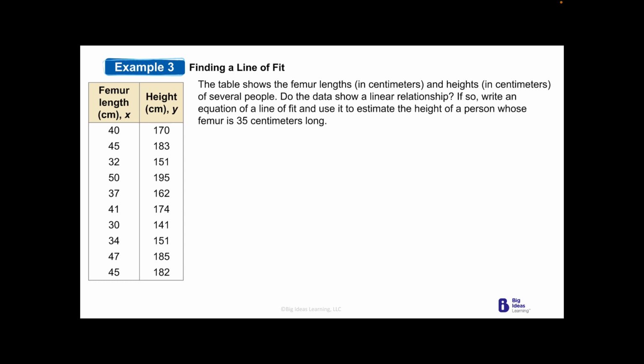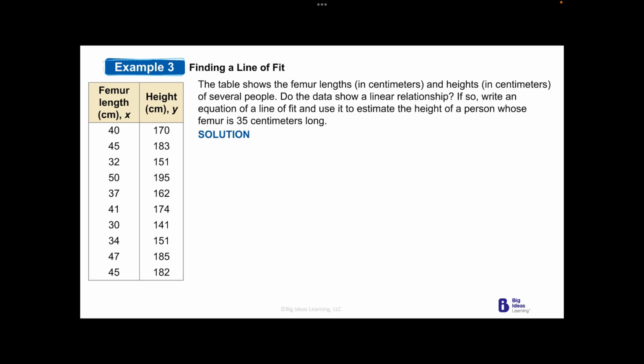So finding a line of fit. The table shows the femur lengths in centimeters and heights of several people. Femur deals with your leg, I think, your femur bone. I don't know. I've never taken an anatomy class in my life. It should be does the data, not do the data. Does the data show a linear relationship? If so, write an equation of a line of fit and use it to estimate the height of a person whose femur is 35 centimeters long.